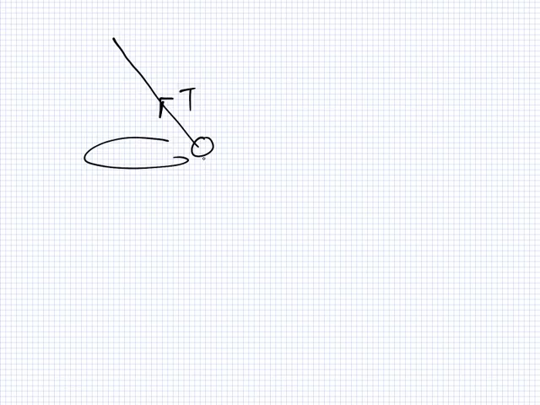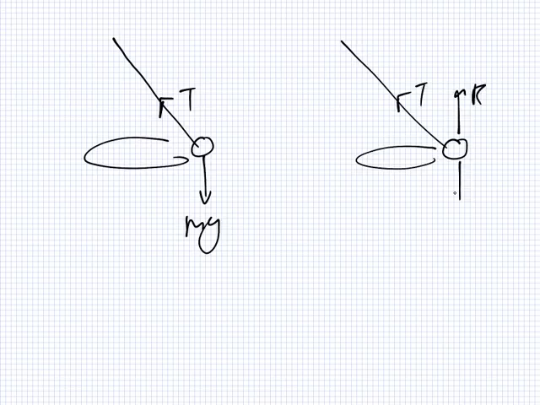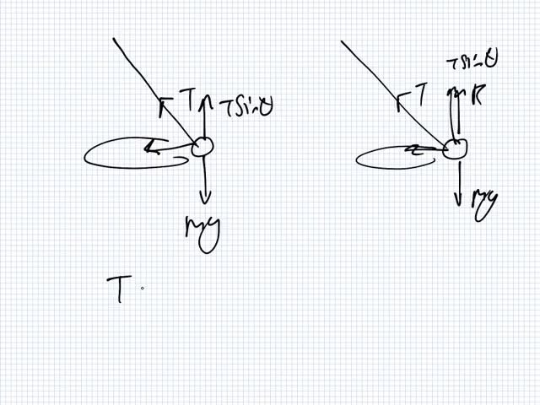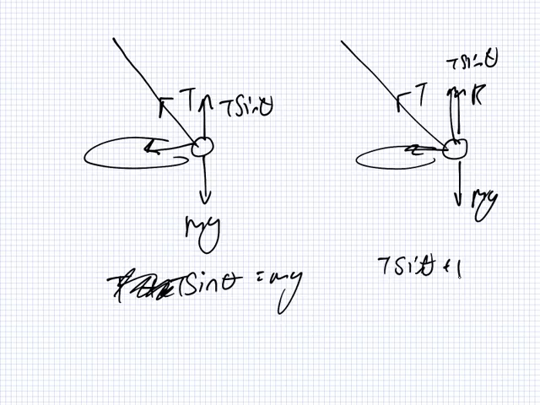So in case 5, it's like this, and the only forces you have here are T and mg. But in question 6, it's like this. You have a T, an R, and an mg. The difference is here, that's T cos and that's T sine. That's T cos and that's T sine. In this picture you can say T sine theta equals mg, but here you cannot say that. T sine theta plus R equals mg.